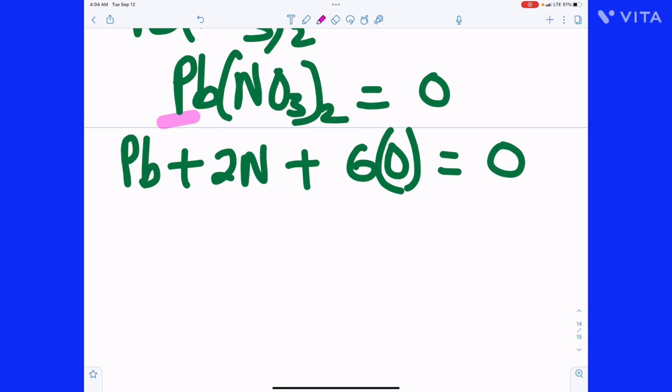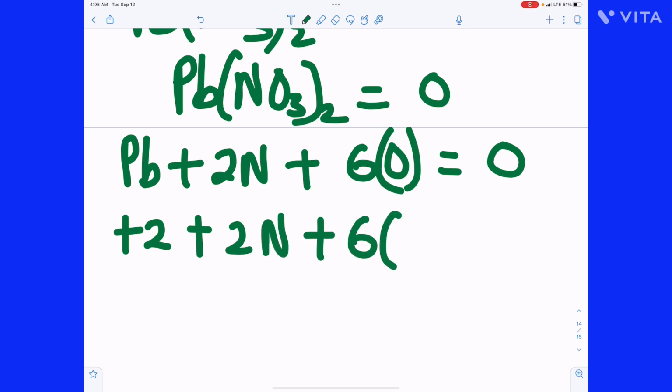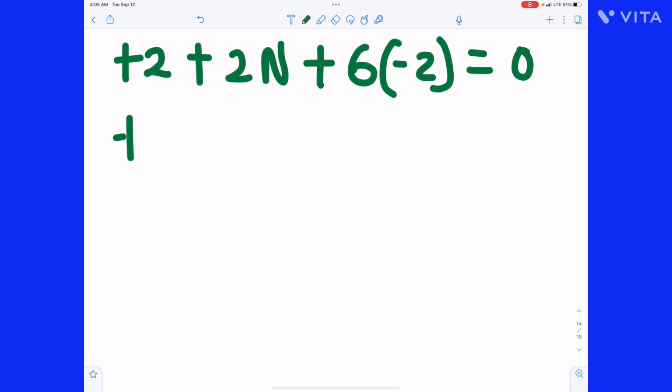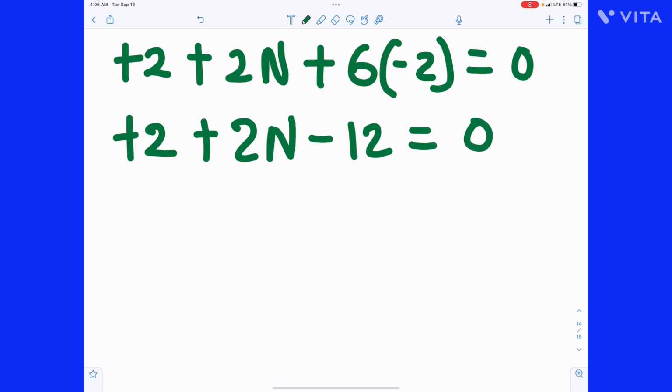There's 1 lead atom, 2 nitrogen atoms. Do you understand that? And 6 oxygen atoms, like that. So that gives you what? Pb is plus 2. 2 nitrogen is 2n. Oxygen is minus 2 in this compound too. So that's plus 2 plus 2n minus 12 is 0.